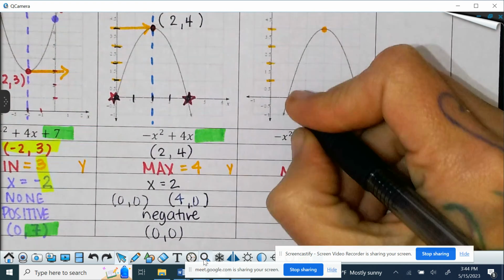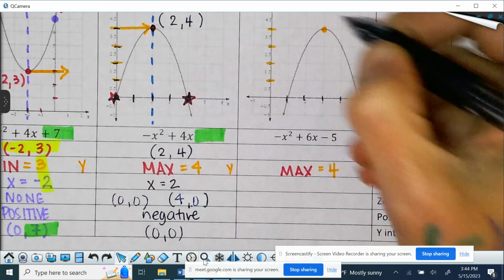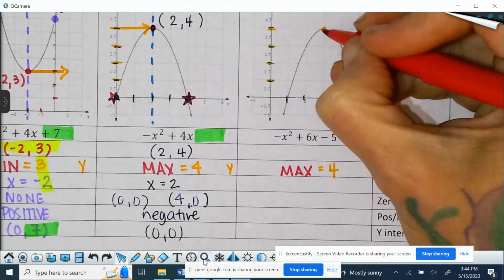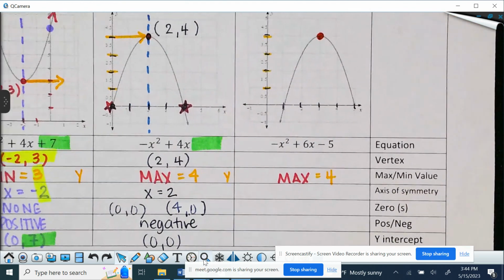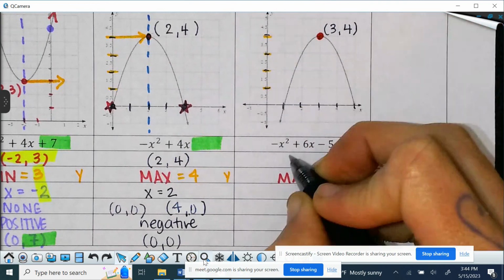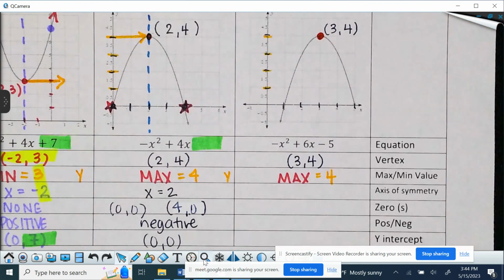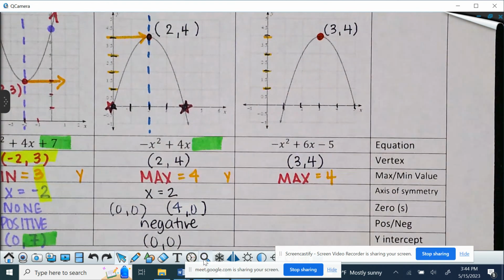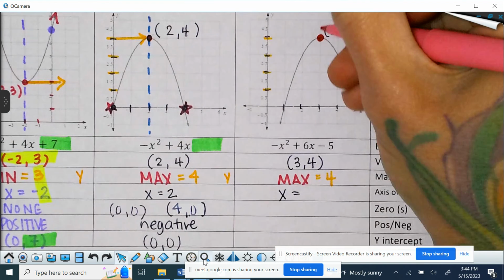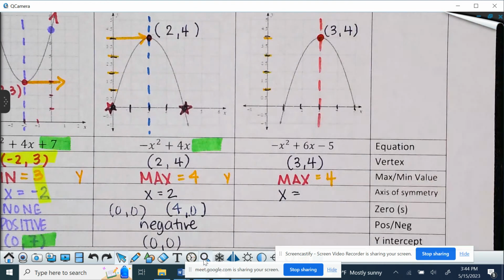So we have 1, 2, 3, 4, 5. 1, 2, 3, 4. What is our vertex? Good. Over 3, up 4. It's a max because it's a sad face, and that max y value is 4. What is our axis of symmetry? It's an x equals 3. Good. If I draw that vertical line, it's going to cross right through 3. X equals is a vertical line, so x equals 3.